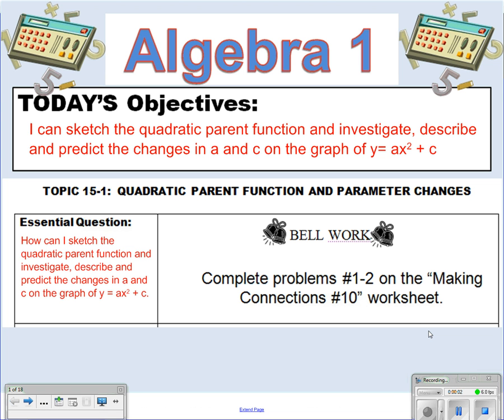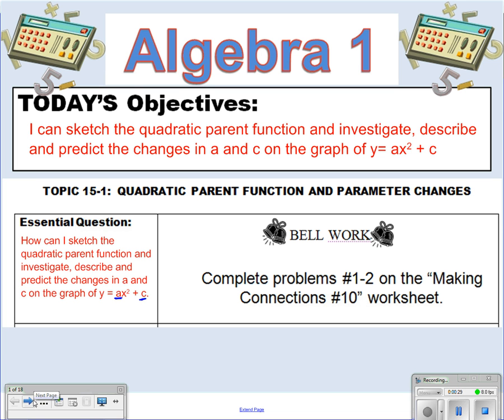This is topic 15-1, quadratic parent function and parameter changes. Our essential question today is how can I sketch the quadratic parent function and investigate, describe, and predict the changes in a and c on the graph of y equals ax squared plus c. So the changes we're discussing: a is the number in front of the x squared, and c is the number that's being added on the end.